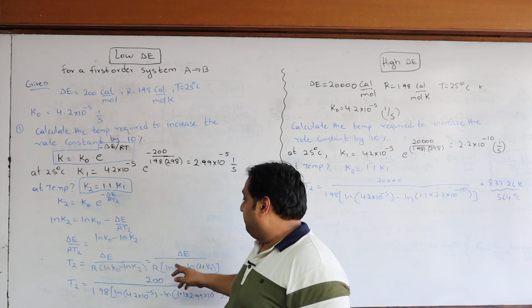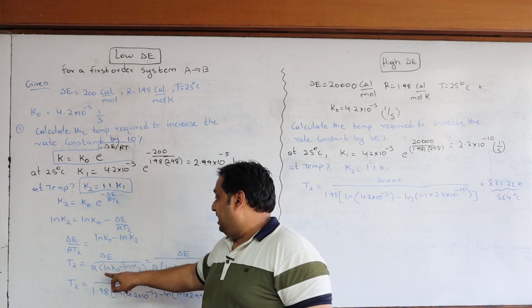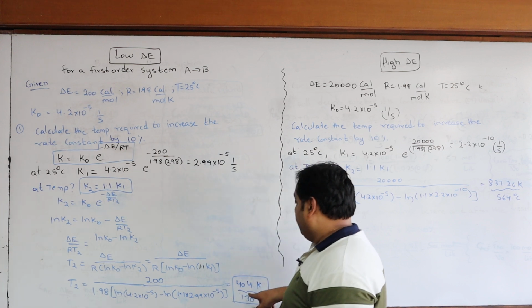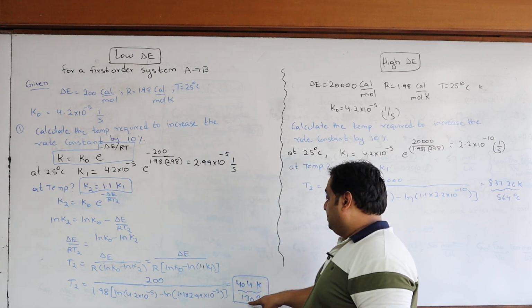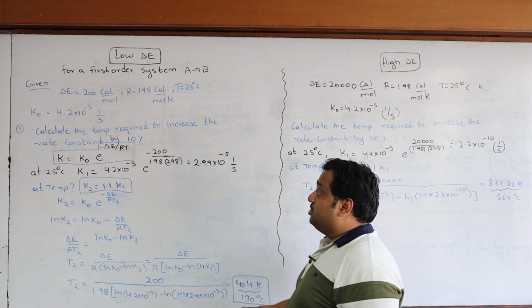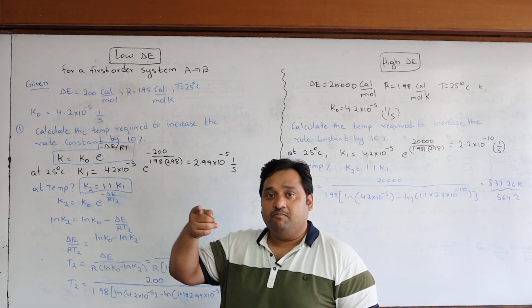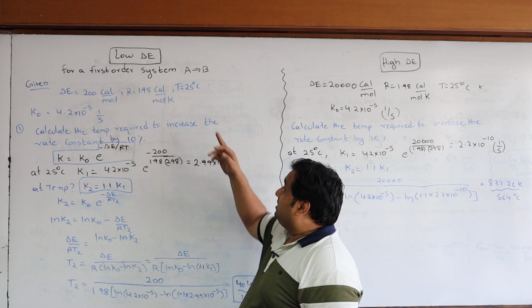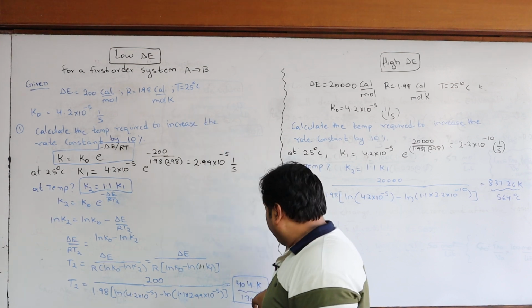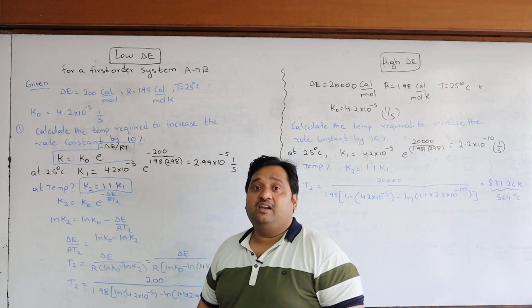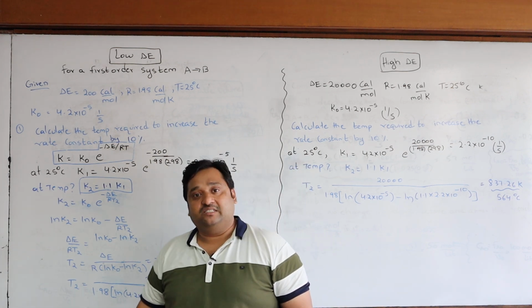Then you substitute the values of K0, delta E, R and K1 in this equation, and you get 404 Kelvin, that is 130 degrees centigrade. That means to increase the rate constant value by 10%, you need to increase the temperature from 25 degrees centigrade to 130 degrees centigrade for this low activation energy reaction.